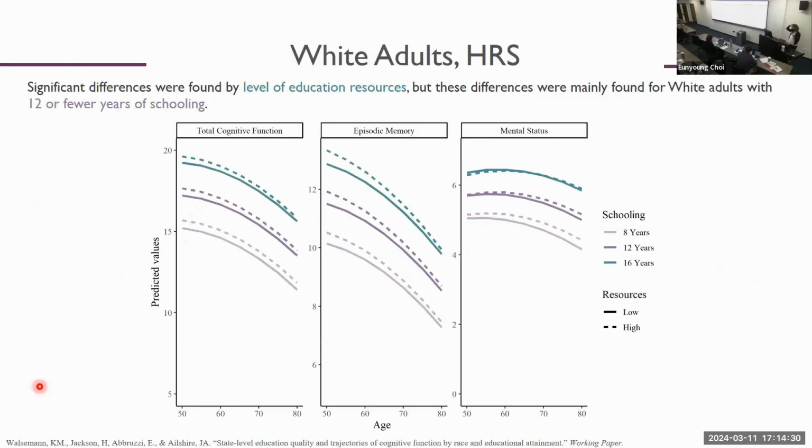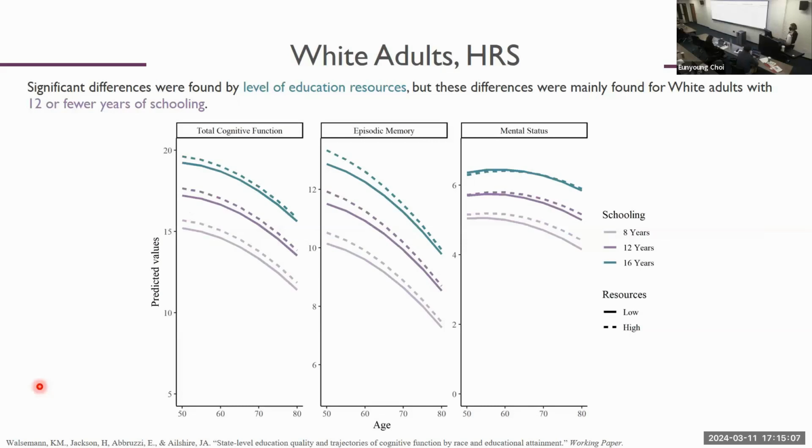All right, so after linking to the HRS, we ended up using data from the 1996 to 2018 HRS on cognitive function using the TICS measure. We looked at the total cognitive function measure. We also looked at the episodic memory and the mental status components of the TICS. We race stratified our sample, so here you see white adults in the HRS. And then we looked at the relationship between state education resources and level and change in cognitive function.